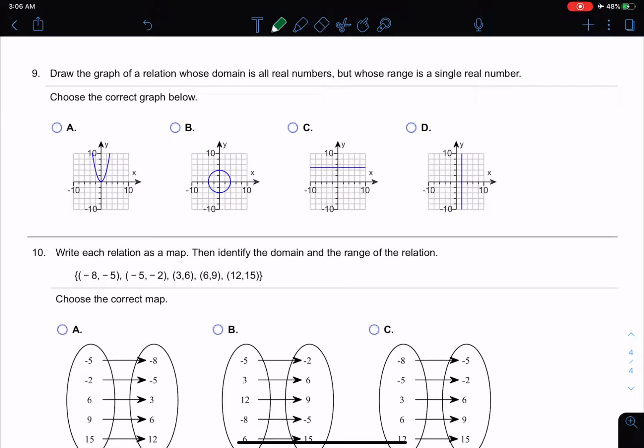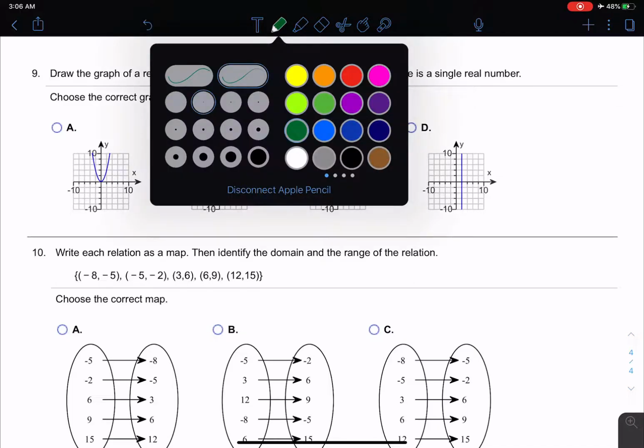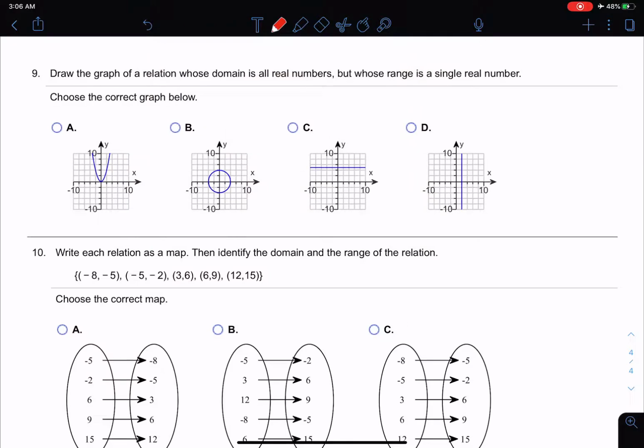Draw the graph of a relation whose domain is all real numbers, but whose range is a single real number. So this one, we're talking about what? The domain. Domain is all reals, and range is a single real number.